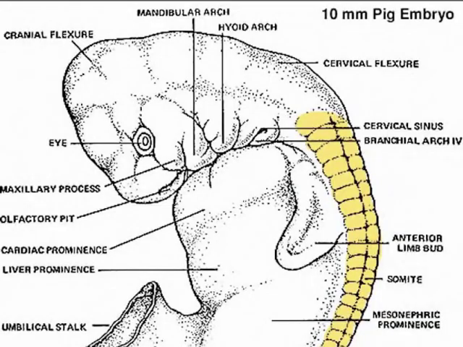Next, I'd like to discuss somites. This is an image of a 10 millimeter pig embryo, and you can see these chunks of mesoderm that appear just beside the neural tube. They develop first in the neck region, and then with age they appear more caudally.